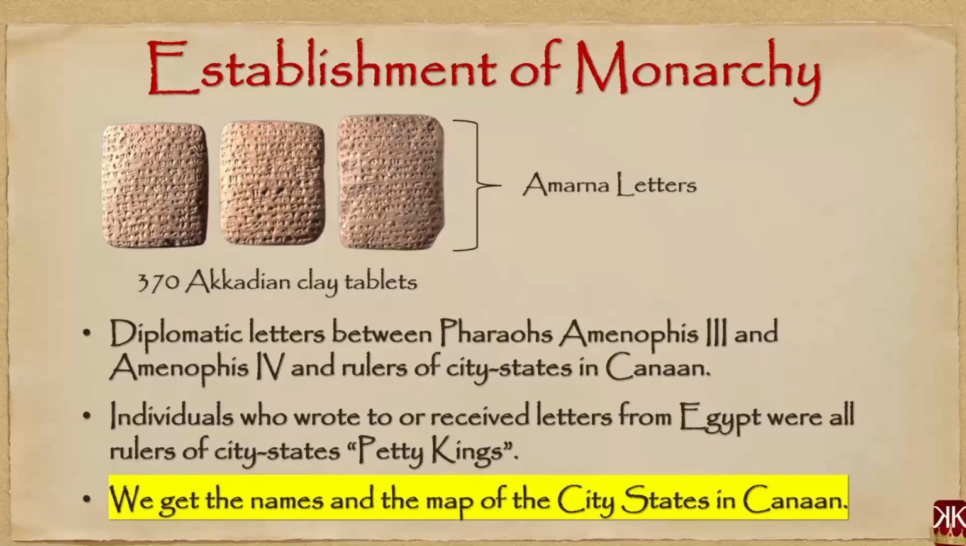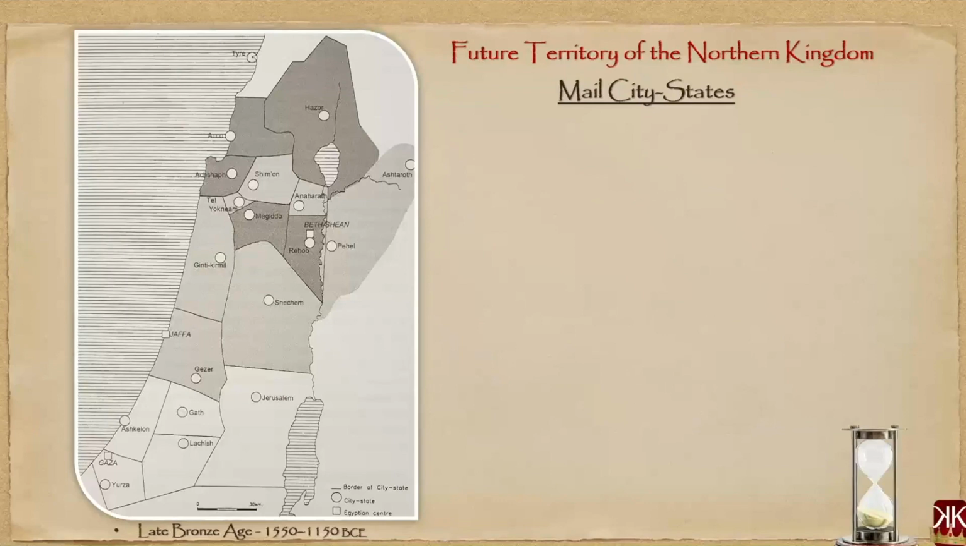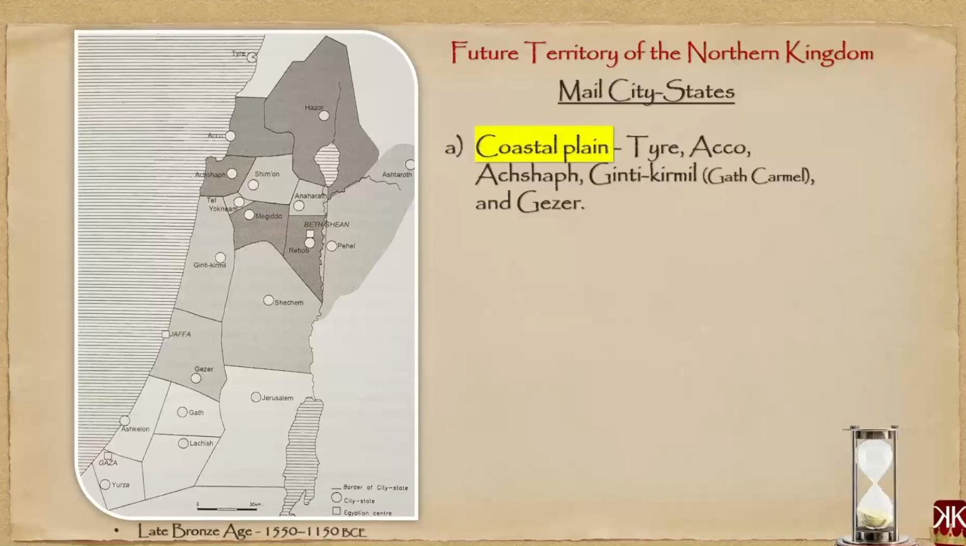My focus is the north, or what became the north, the main city-states, the future territory of the northern kingdom of Israel. From the coastal plains, marking them with yellow stars, we have Tyre, Akko, Achshaph, Gath, Carmel, what became Gath or Carmel, and then we have Gaza. This is what we have in the coastal plains.